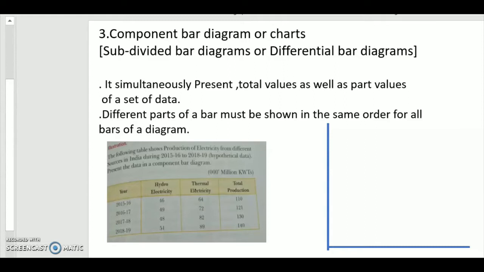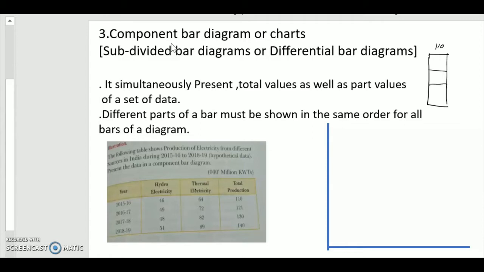Now next is component bar diagram. What is component bar diagram? As the name itself suggests, it is about components. Components means we are dividing one bar. This is one bar, and this is the total value. Suppose the total value is 110, and if we divide the total value into components, we can call that a component bar diagram. So different components we can represent in a single bar.